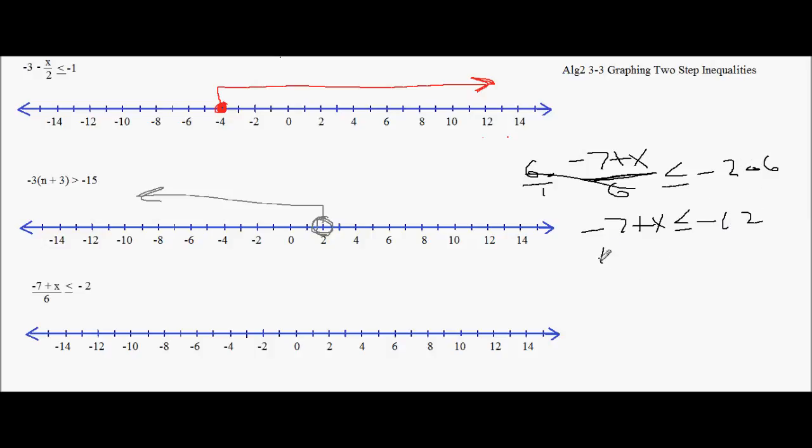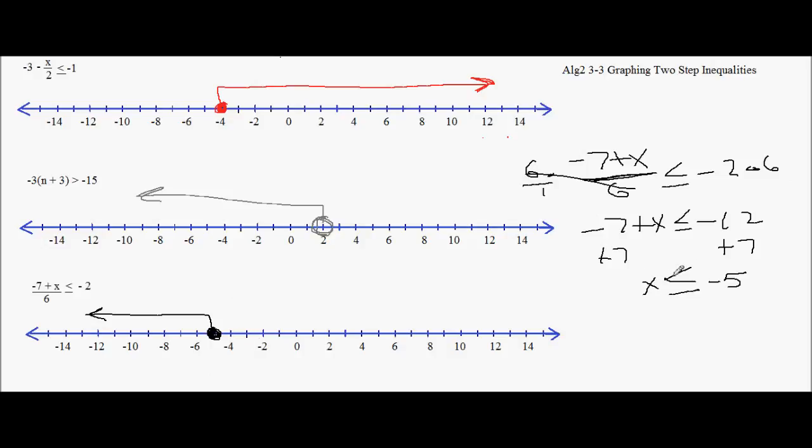I add 7 to both sides, and I get x is less than or equal to, nothing flips, negative 5. Okay, less than or equal to negative 5. Here's negative 5. I darken it in, and it's less than. And that's it.